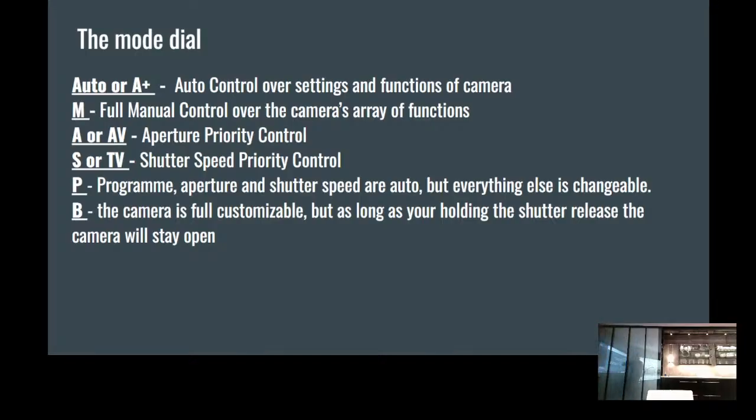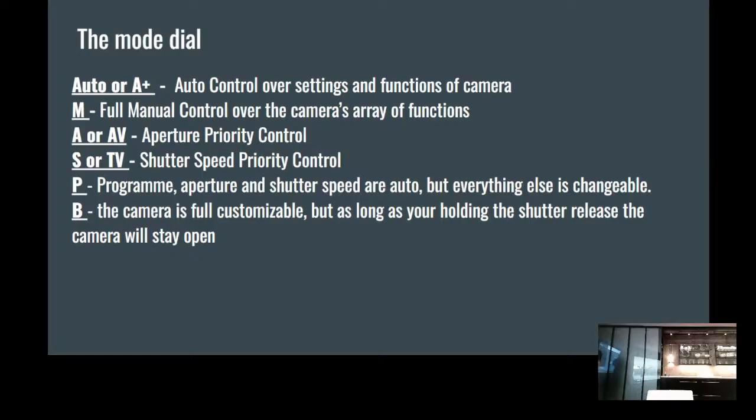Auto, or A+, that's auto control over settings and functions of the camera. Your M stands for full manual. That gives you the ability to change every piece on the camera. And that's where it comes down to your eye and how you know photography a little bit. And photography speaks in a unique language when it comes to adjusting things, because there's no one right answer. But once you get it, you get it.